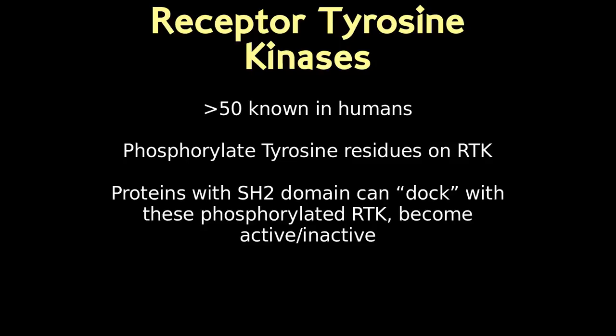And then what happens is that certain other proteins with a specific domain called the SH2 domain can then dock with these phosphorylated tyrosine residues. And those will become either active or inactive. So those get turned on and turned off. One example of this that is fairly well known because of its impacts on human health is the insulin receptor.